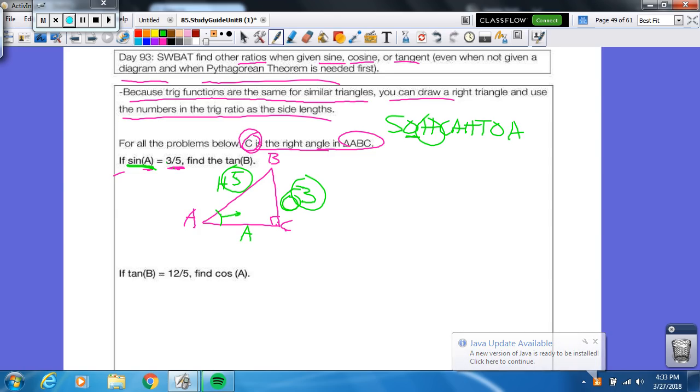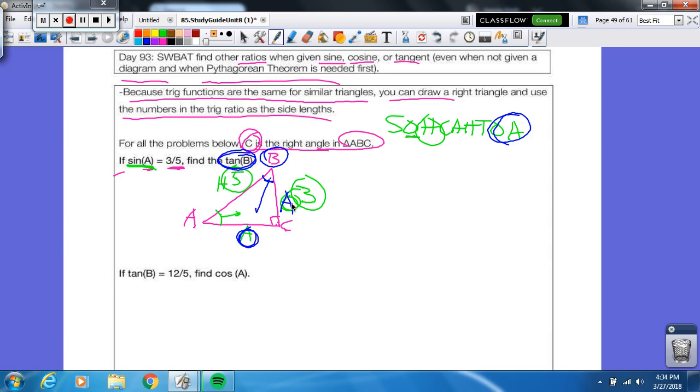Okay, so now, what am I looking for? I want the tangent of B. So here's B. Tangent is the opposite over adjacent. So the opposite is actually here if I'm looking at B, and the adjacent is here. So I need this side, so it's something over 3. How do I get that side?